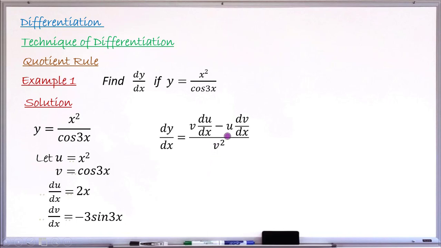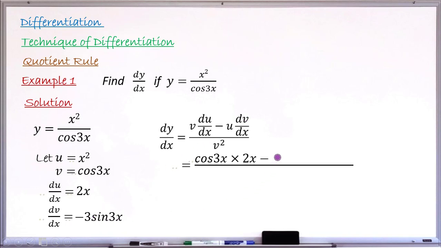So I'll now move down to this very formula and substitute. You can see v is the function cos 3x. Then du dx is this 2x. So let me do that. So v times du dx, I'm going to have cos 3x times 2x. Cos 3x is now your function v, and 2x is now this du dx. Look at it here. Then minus the function u, which is x squared, times dv dx, which is now minus 3 sine 3x.